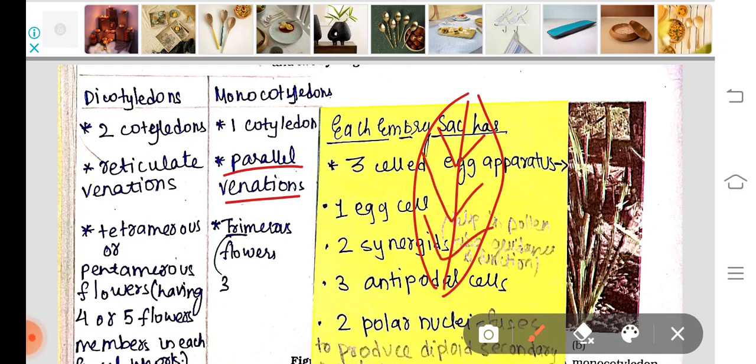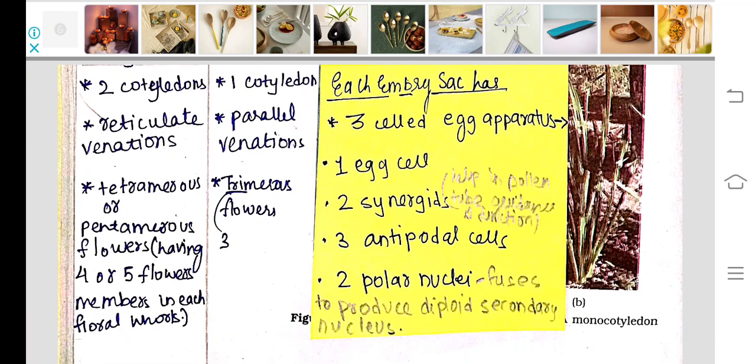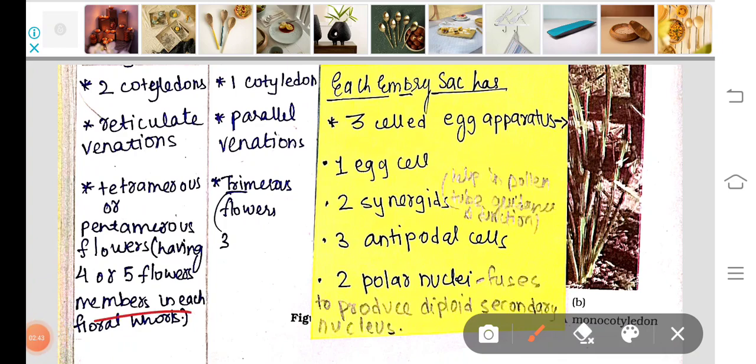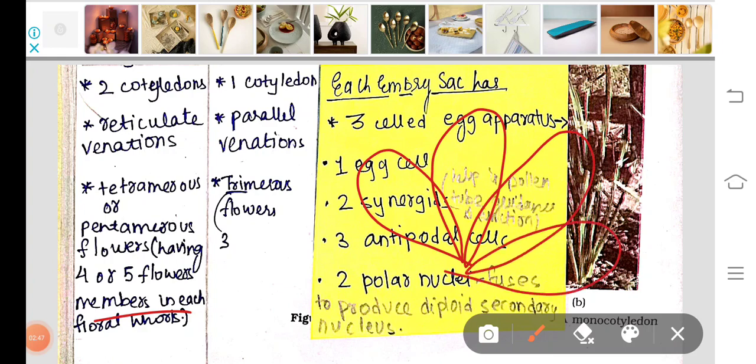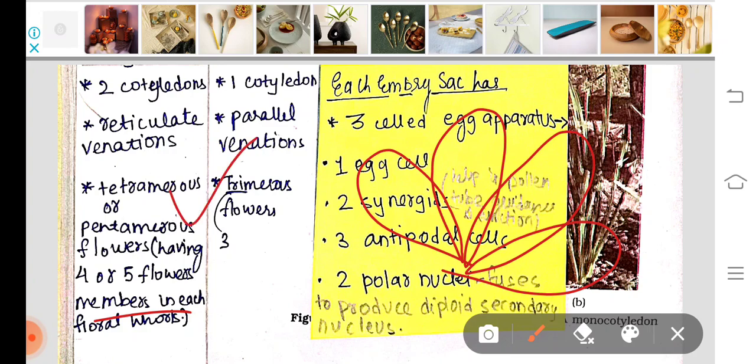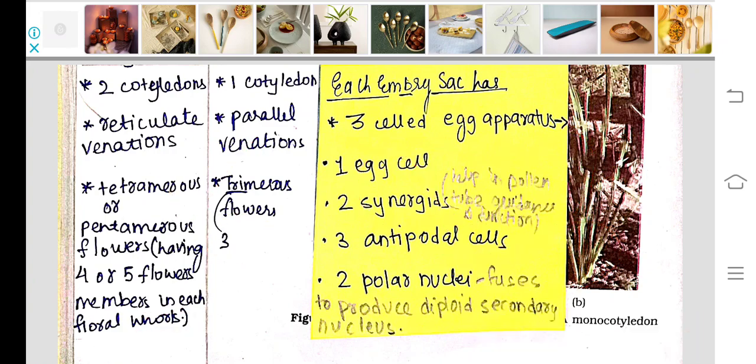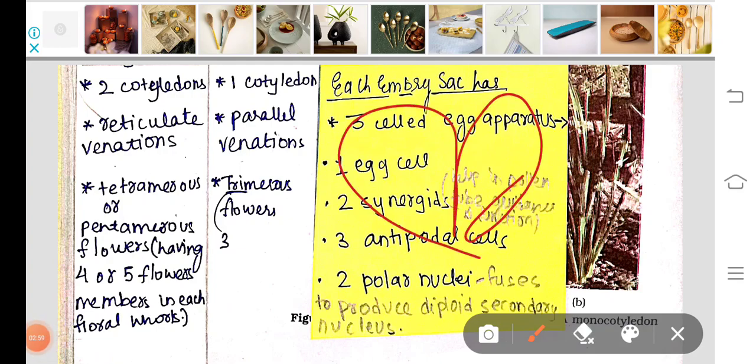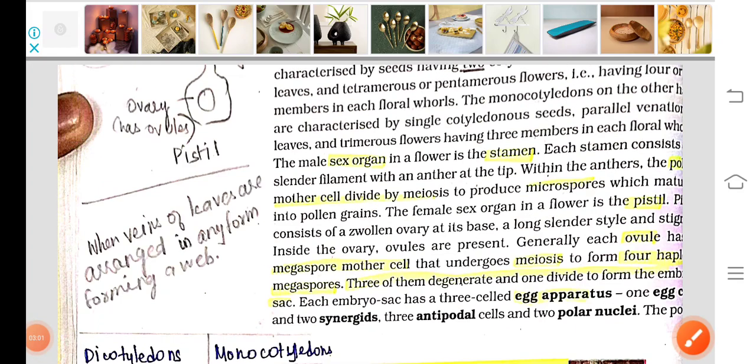Then dicotyledons have tetramerous or pentamerous flowers, meaning they have 4 to 5 members in each of the floral whorls. So see, this is a floral whorl and it will have 4 to 5 members, whereas in monocotyledons there are only trimerous flowers in each floral whorl, meaning only 3. Okay, so this is the difference.